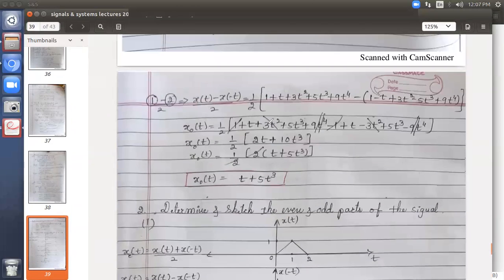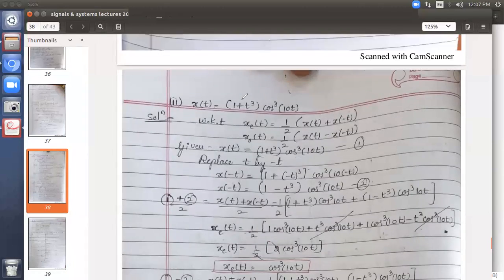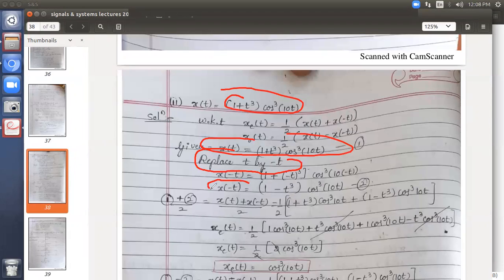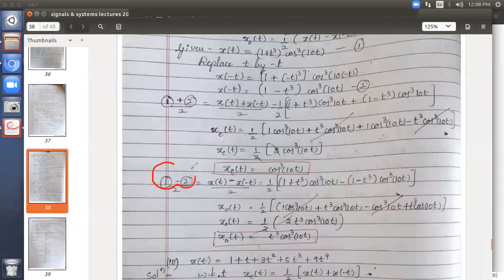In the previous session, we have seen a few problems which were given in the form of an equation. So we solved it. What we did, we took the original signal x of t. We replaced t by minus t, that is, we took the reflection of it, and that is equation 2. The original signal is equation 1. The reflected signal is equation 2. Then we added both the signals and divided the amplitude by 2. If you do that, we will get the even part. Similarly, when we subtract equations 1 and 2 and divide the amplitude by 2, we will get the odd part. This is what we have done.